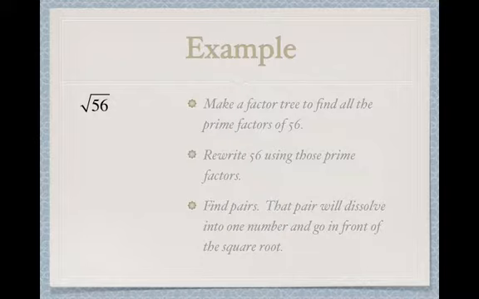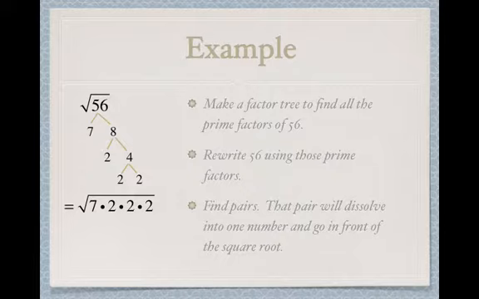So the first thing you want to do is make a factor tree to find all of the prime factors of 56. Remember, primes are numbers that can only be divided by itself and 1. So we're going to start off by breaking the 56 down to 7 times 8. 7 is prime, so we can't do anything else to it, but 8 can be simplified further into 2 and 4. And then the 4 can be simplified once again to 2 and 2. So now that we cannot simplify this any further, we're going to rewrite the 56 using these prime factors: the 7, 2, 2, and 2.